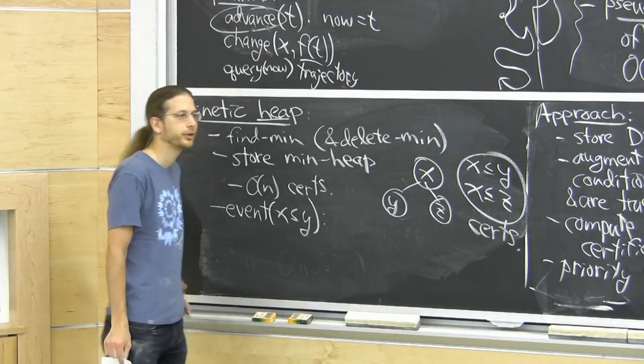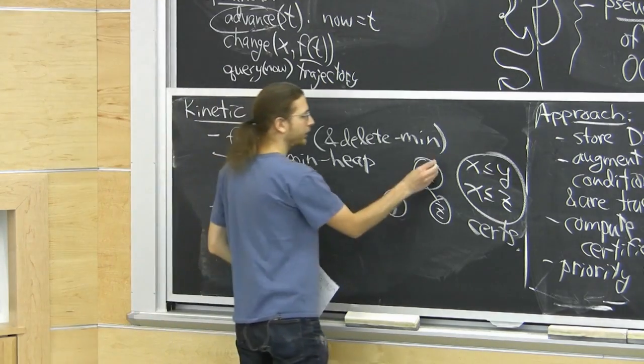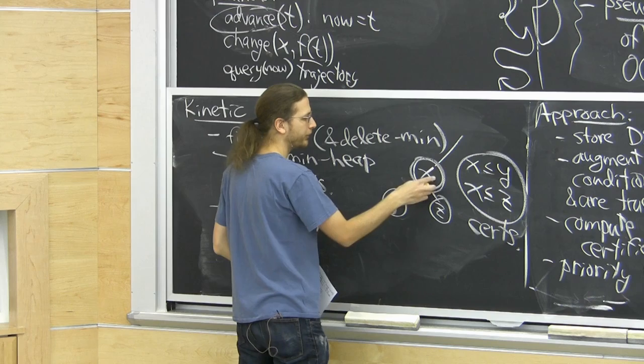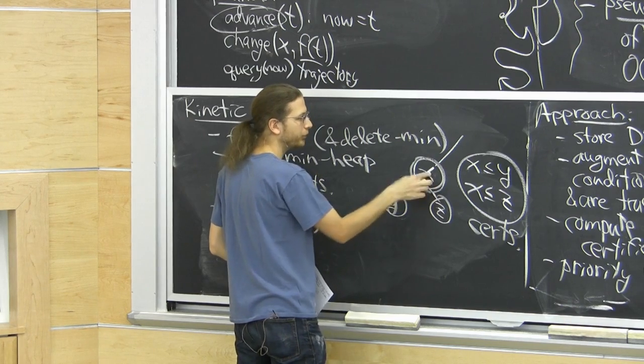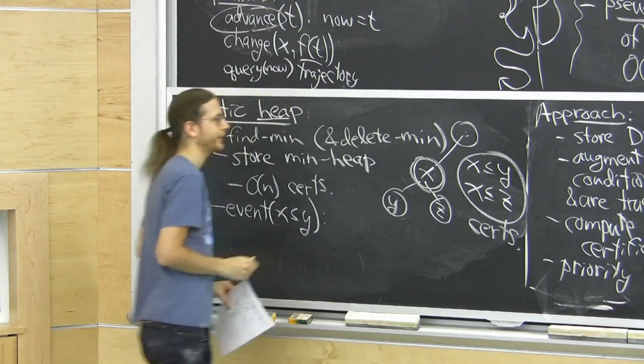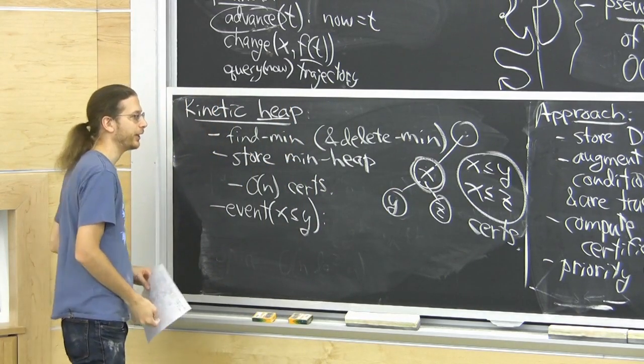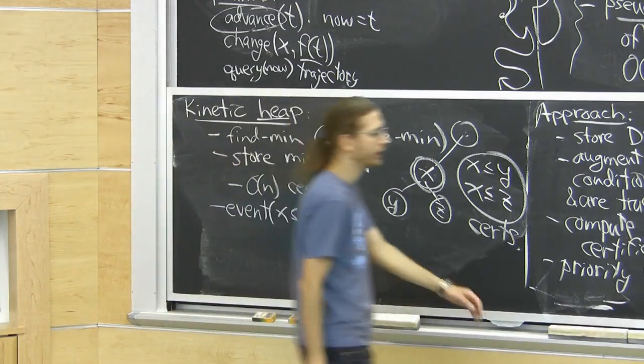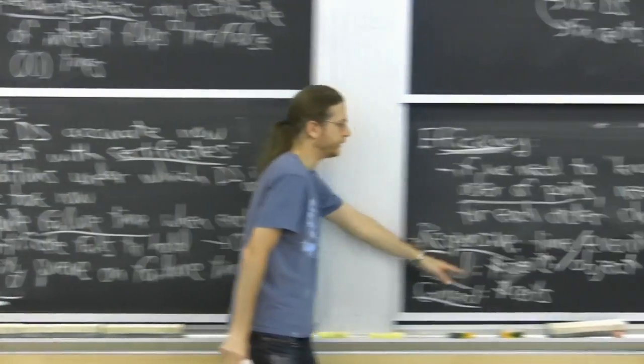Question? How is it 3? Because x is involved. Why is it 3? x is involved in the certificate with its 2 children and with its parent. Its parent has a relation as well. Yeah, so you have to be careful in counting locality. How many certificates is each object in?